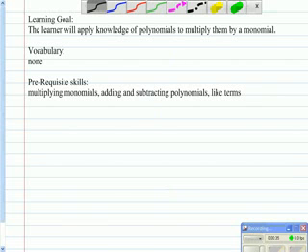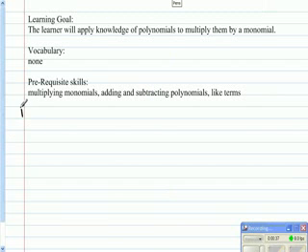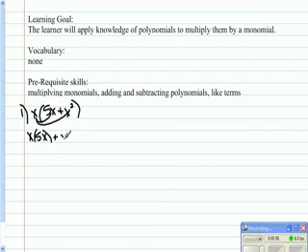Alright, starting with number 1. We have x times the quantity 5x plus x squared. All this means is this is basically distributive, which you're used to doing. I'm going to distribute this x to here. So x times 5x is what I'm going to write. This is my work step. And then x times x squared.